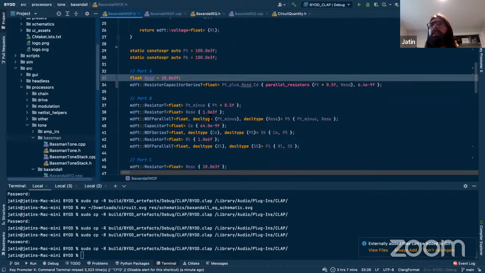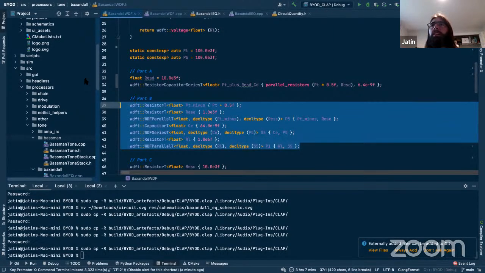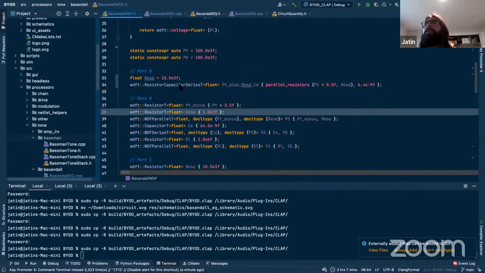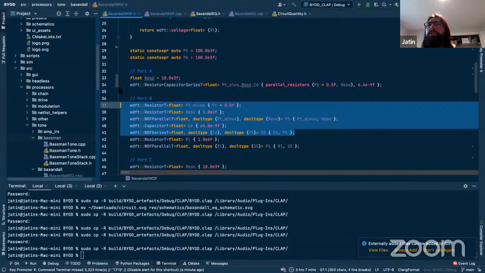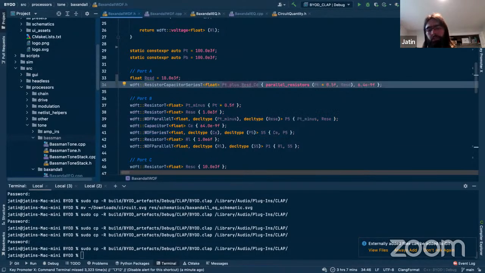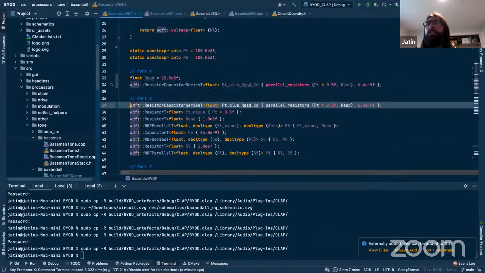All right, so now we can simplify port B a little bit as well. I'm not sure we can go quite as deep with this one, but the very first couple steps should be the same. We've got a resistor, two resistors in parallel, and then a capacitor in series with those resistors. So let's just copy paste here. This is PT minus, this is ResE, and this is CE.